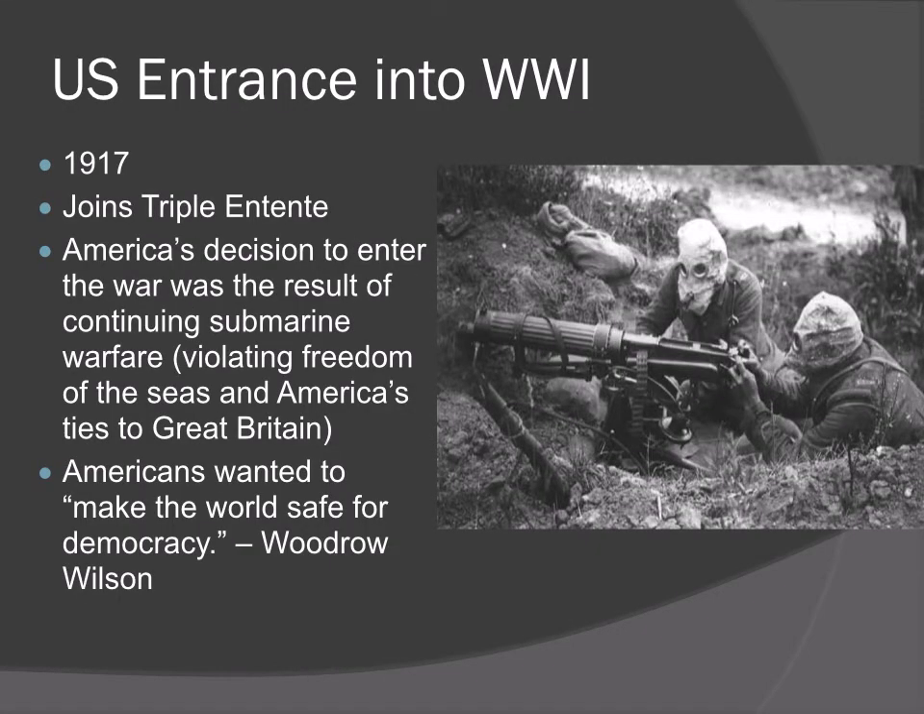The U.S. finally decided to enter into World War I in 1917. It joined the Triple Entente, so Britain, Russia, France. America's decision to enter the war was the result of the continuing submarine warfare, those pesky U-boats. They violated the freedom of the seas and America's ties to Great Britain. And America wanted to make the world safe for democracy, according to President Wilson.